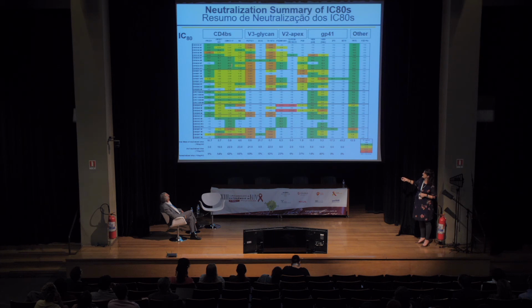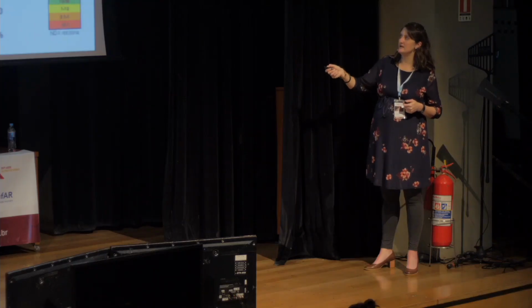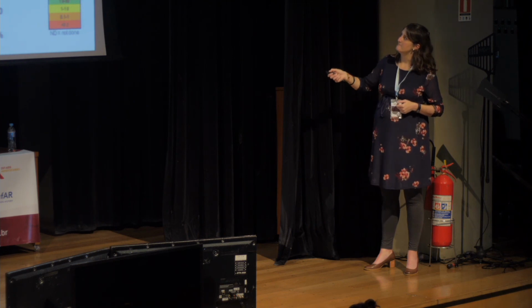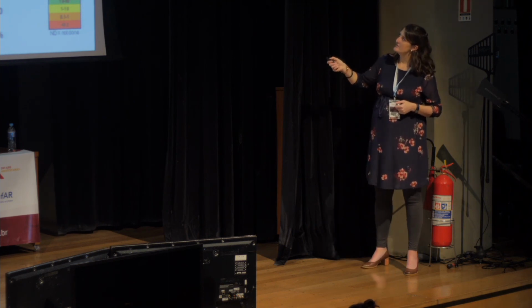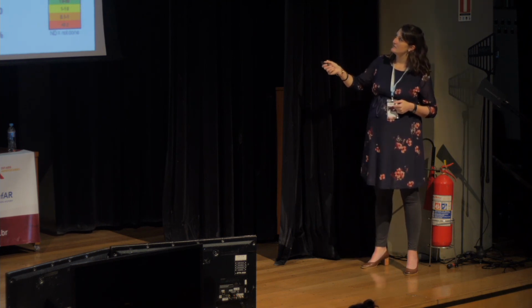VRC07, 3B and C, and N6 are all somewhat similar, actually, when you look at breadth and potency on this panel. Another striking thing is when you look at V3 glycan antibodies, they're less broad, but when they do neutralize, they neutralize better. And so you can see the difference here that it's mainly white and orange. That's sort of true of the V1, V2 antibodies. They're maybe a little less broad.